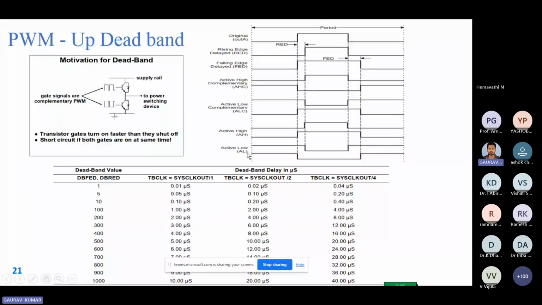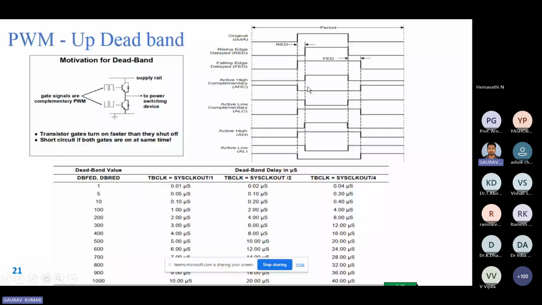We have to use them according to our application. In our application, we want the switches not to turn on at the same time. Okay, so we go for the active high complementary. In active high complementary, you can see when the first one is 0, then the other is 1. There is a duration where both are 0, but both 1 should not happen. So here 0 1, here 1 0, also 0 0.